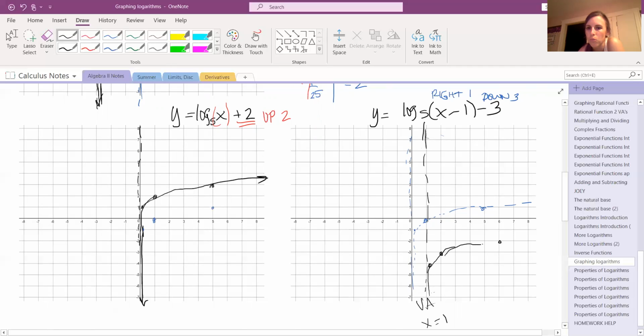I'm going to do just one other one with you just to make sure you're going to be totally fine. And I hope when you graph these, they are smoother than mine. Mine are a little bit jagged here.